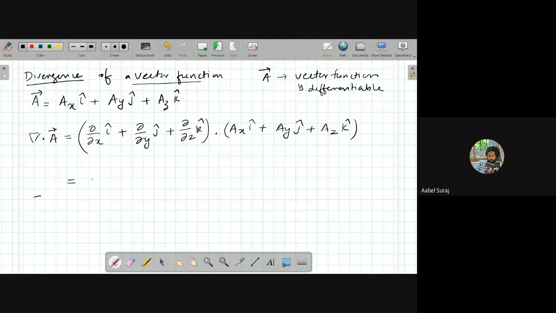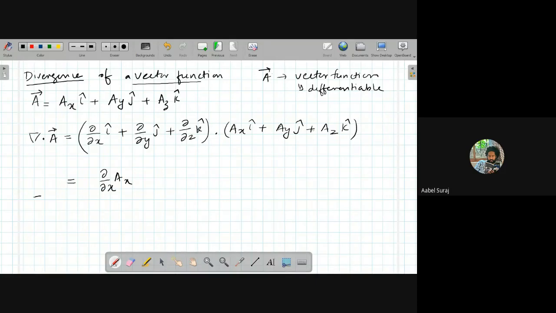It will be i cap dot i cap, dou by dou x of Ax into i cap dot i cap. What is i cap dot i cap? It is 1. Only i dot i, j dot j, k dot k will exist, because i dot j will be 0, i dot k will be 0. Similarly, j dot i and j dot k will be 0, k dot i and k dot j will be 0.